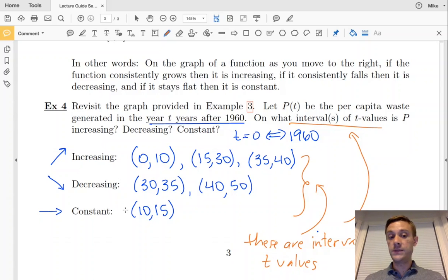So there's increasing, decreasing, and constant, and we'll be back to talk about one of the more important types of functions in our family of functions next time.